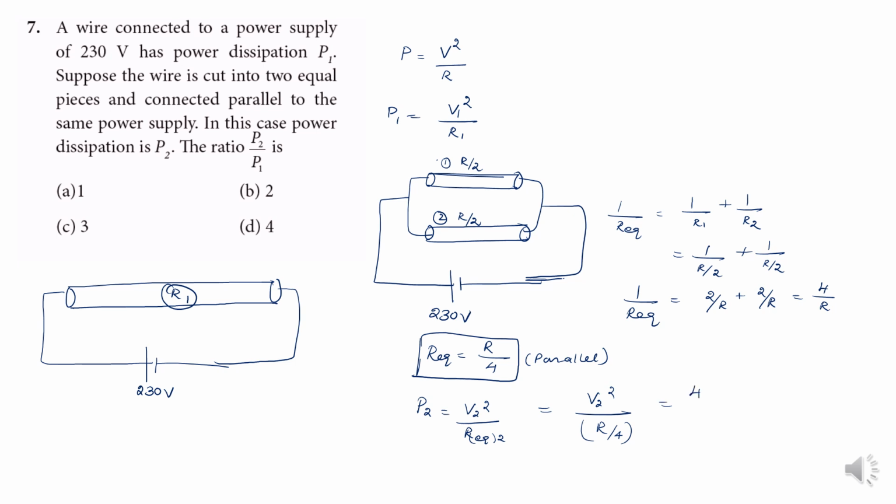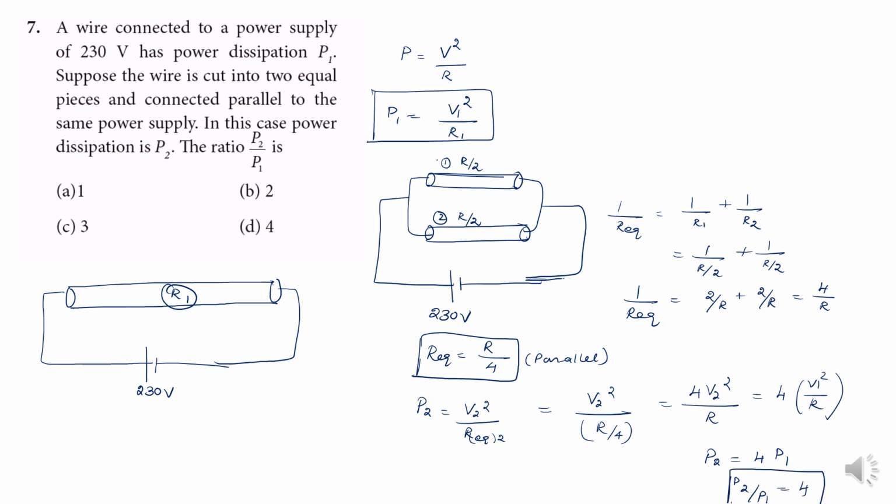This is equal to 4 V2 square by R. V2 square is equal to V1 square, both are 230 volt, right? So this is equal to 4 into V1 square by R. What is V1 square by R1? R1 was R. So that is P1. P2 is equal to 4 times P1. So P2 by P1 is equal to 4. Option D.